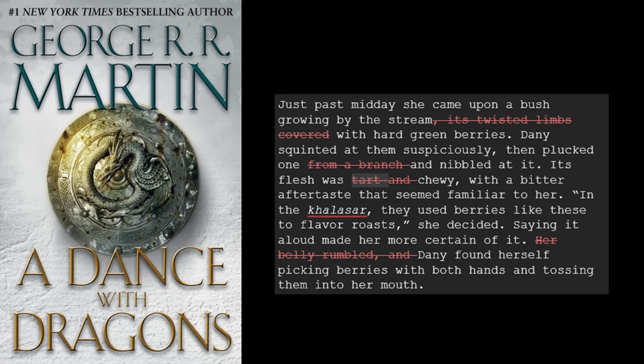Just past midday, she came upon a bush growing by the stream with hard green berries. Dany squinted at them suspiciously, then plucked one and nibbled at it. Its flesh was chewy, with a bitter aftertaste that seemed familiar to her. In the Khalasar, they used berries like these to flavor roasts, she decided. Saying it aloud made her more certain of it. Dany found herself picking berries with both hands and tossing them into her mouth.